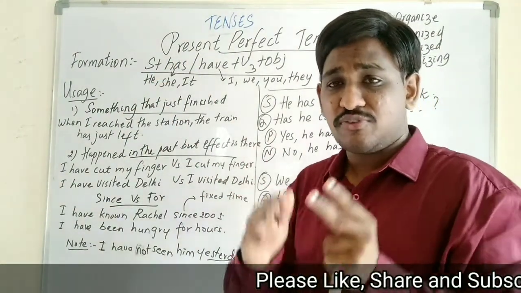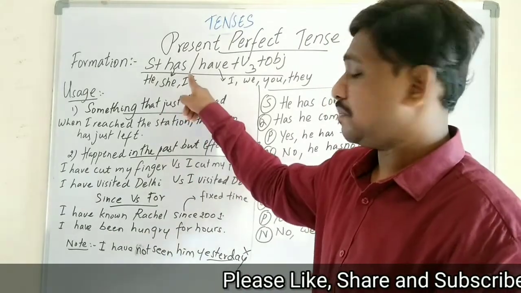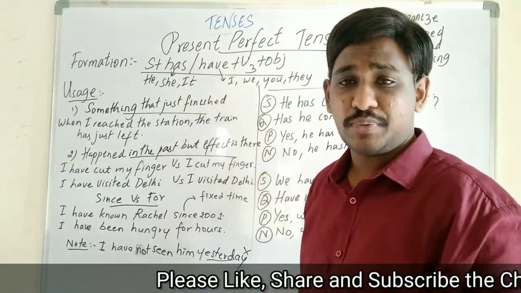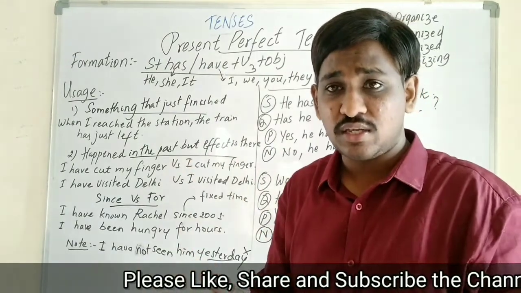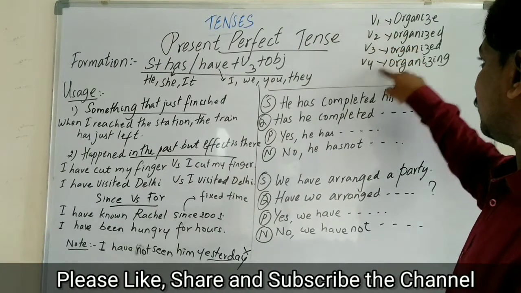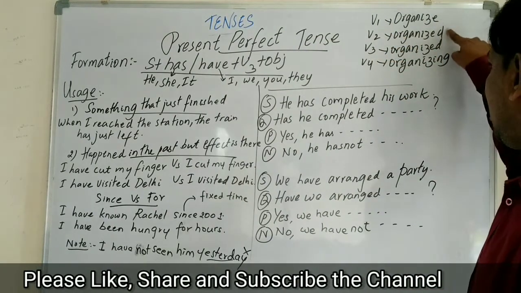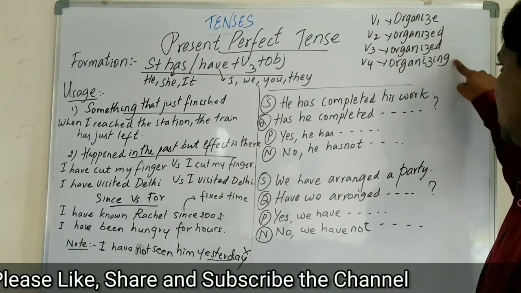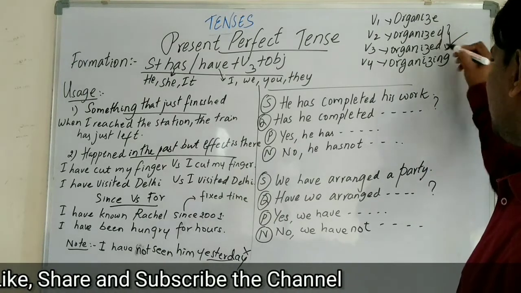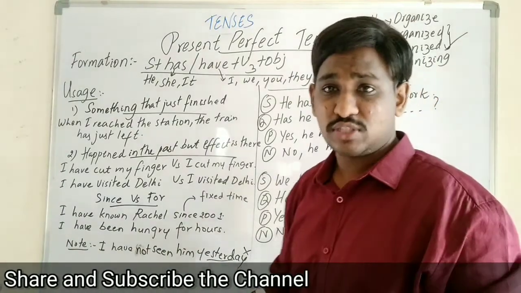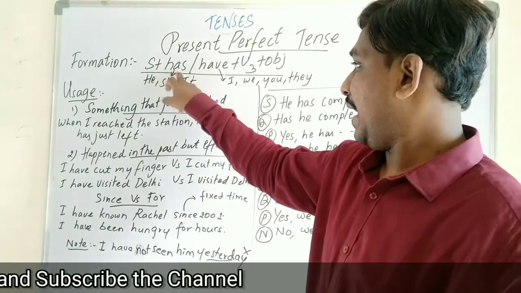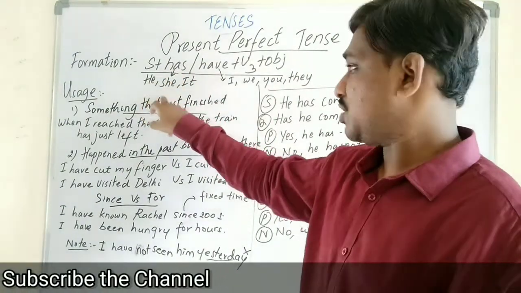Present perfect tense formation is subject plus has or have plus V3. In all the perfect tenses, V3 will be there. Verb form 3. If we take V1, V2, V3, V4: organize, organized, organized and organizing. So organized is V3. In regular verbs, V2 and V3 are similar. According to the formation, has we use for he, she, it.